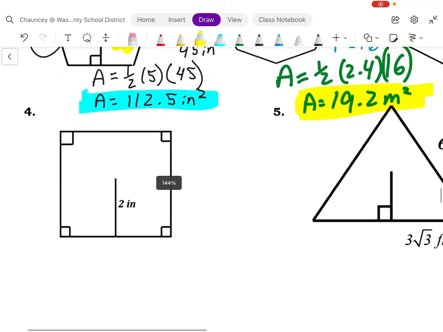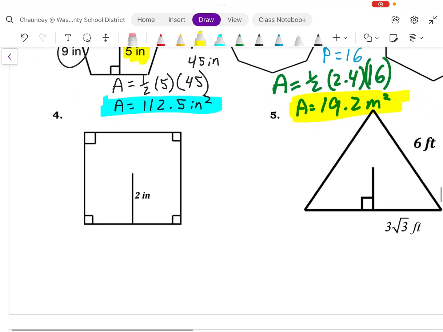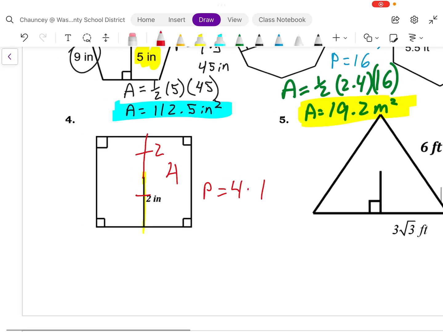So all they're giving us here for number 4 in this quadrilateral is the apothem that goes right to the center. So we know if that goes right to the center and we continue on, this is 2. This is 2. Together, we got 4. All right? So if we have 4 sides times the length of 4 inches, your perimeter is 4 times 4. Your perimeter is going to be 16.